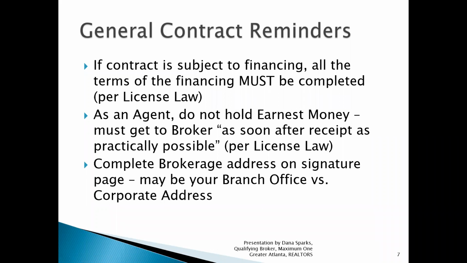As an agent, do not hold earnest money per license law. You must get it to the broker as soon after receipt as practically possible.